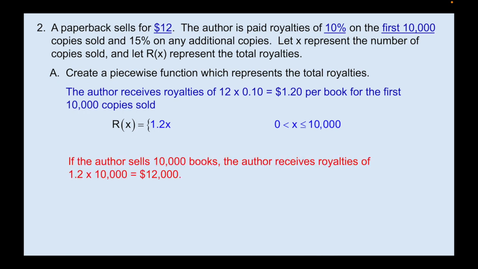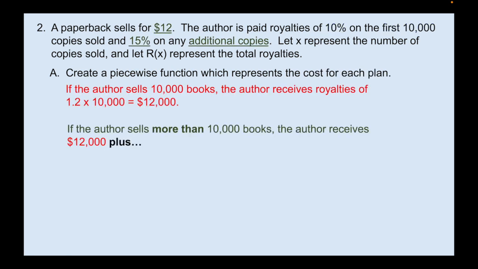Now, the next part is that if they sell exactly 10,000 books, this author would receive exactly $12,000. Again, I would take that 10,000 and plug it in for X. Multiplying those together would give me that $12,000. So when we move on to the next statement, we have to realize that the author is going to earn $12,000 plus an additional 15% on that $12. So at this point, we want to figure out their new rate. If you take that 15%, so 0.15, and multiply it by 12, beyond 10,000 the author is going to make $1.80 on each book.